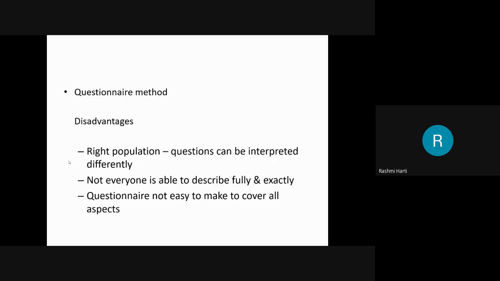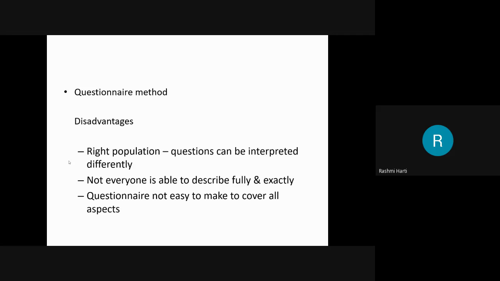Okay. Then the questionnaire method disadvantages, basically you have to choose the right population from whom you are going to get the responses. Okay, questions should be interpreted correctly, they should not be interpreted differently. Okay, so if it is interpreted in a wrong way, obviously you're going to get the wrong response. With that, obviously you will be framing a wrong job analysis or job description and specification. Okay, not everyone is able to describe fully and exactly.